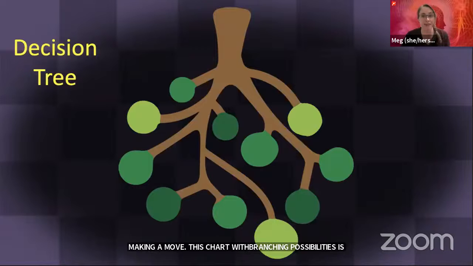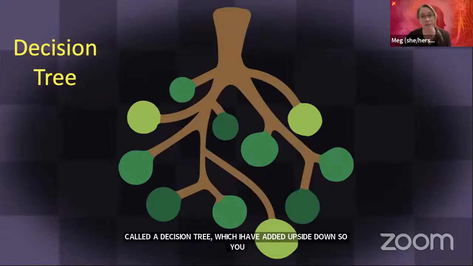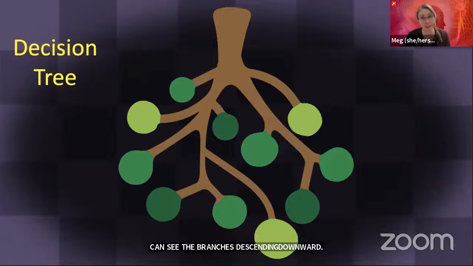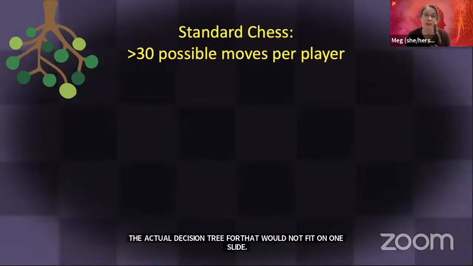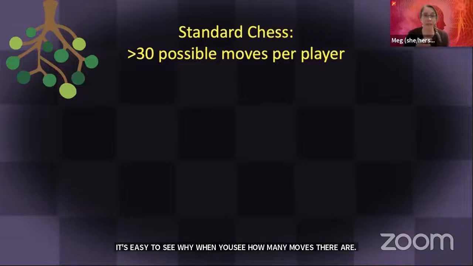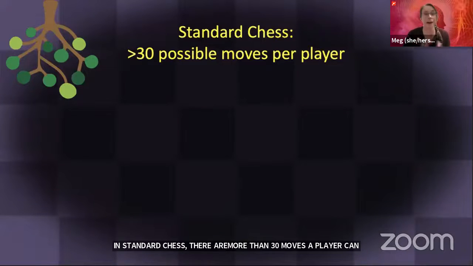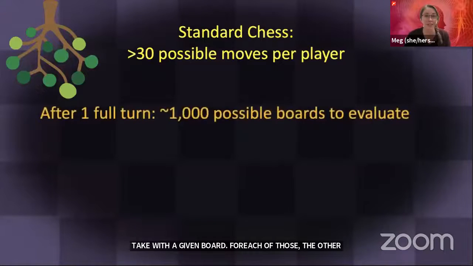Now, the KRK version of chess is much, much simpler than standard chess. An actual decision tree for that would not fit on one slide. And it's really easy to see why when you think about how many moves there are. In standard chess, there's an average of more than 30 moves a player can make with a given board. And for each of those 30-something moves, the other player can respond with another 30-something possible moves. So one full turn generates about 1,000 possible arrangements of the pieces.